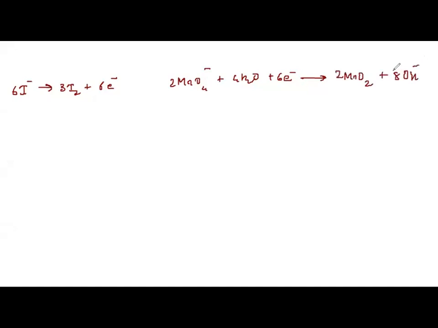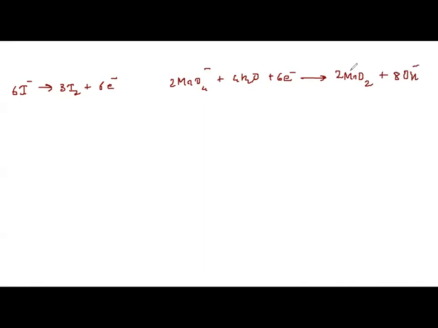Oxidation half has to be multiplied by 3. Reduction half has to be multiplied by 2. So it will come what? 6I minus gives 3I2 plus 6 electrons, oxidation half. Reduction half comes out to 2MnO4 minus plus 4H2O plus 6 electrons gives 2MnO2 plus 8OH minus. Correct?